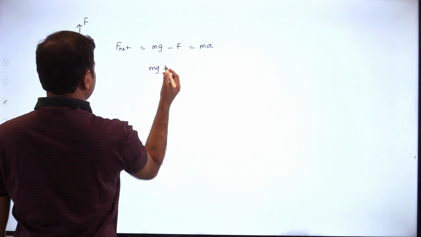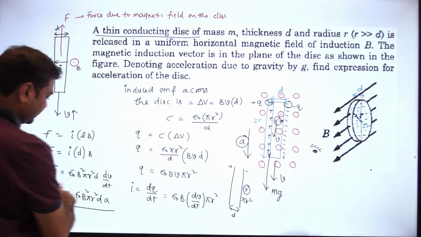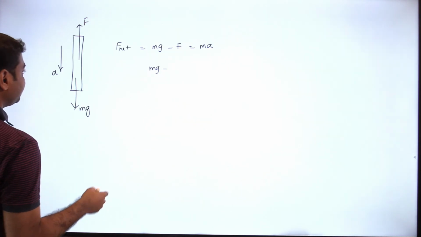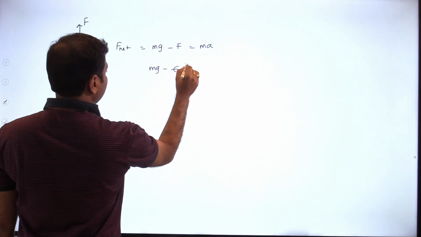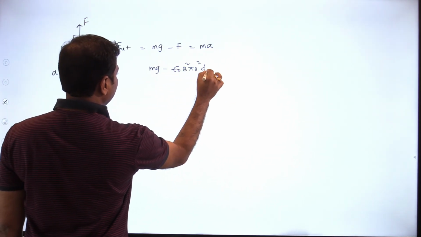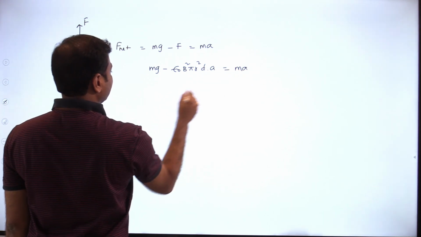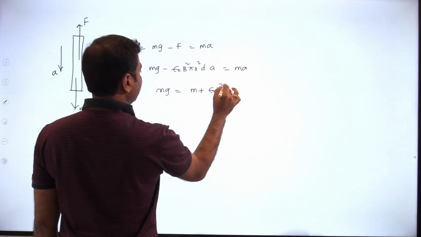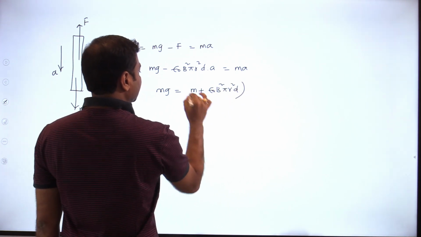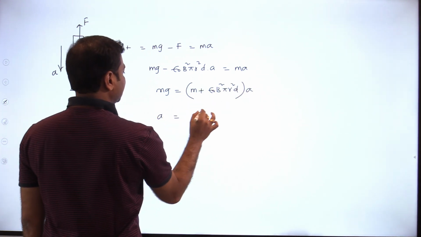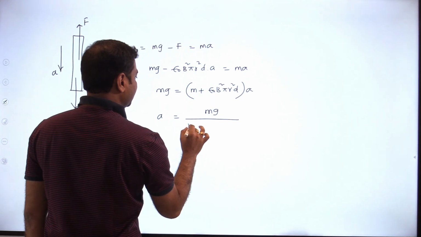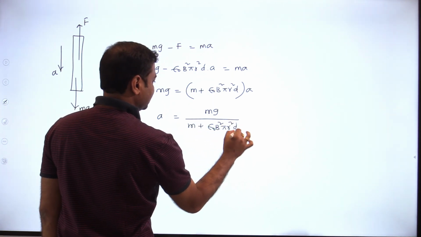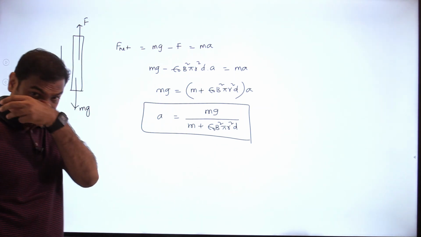So mg minus F value. What is the F value? This is the F value. Epsilon naught B square pi r square D into A. Epsilon naught B square pi r square D into acceleration is equal to ma. So finally mg is equal to m plus epsilon naught B square pi r square D into acceleration. So acceleration value is equal to, see, I got final acceleration value positive, that means my assumption is correct. If I am getting the acceleration negative, then my assumption is wrong. So reverse.